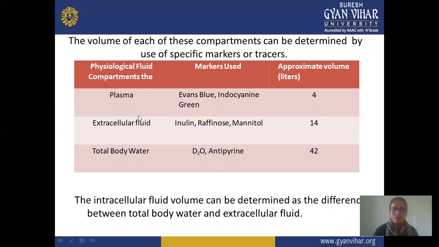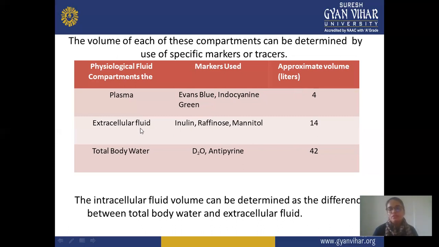First is the plasma. According to this, for the plasma compartment, the markers used are Evans blue and Europium green. These are the markers mainly used to check the body fluid or body water contained in plasma. And the approximate volume of this plasma is mainly observed to be 4 liters. Next is extravascular tissue.